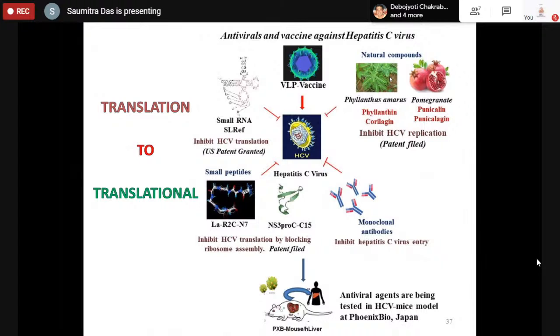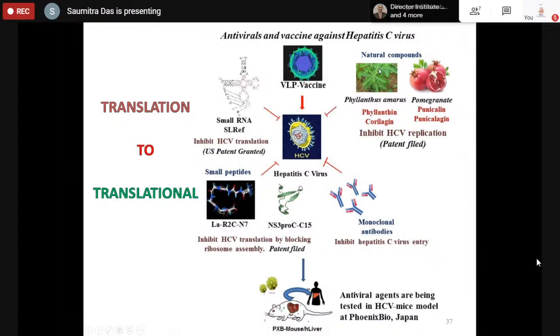we started working on translation protein synthesis and showed how many ways you can actually make it translational, be it a small RNA or a peptide or monoclonal antibody. We isolated neutralizing antibody from the patient's sera and showed that you can now inject naked monoclonal antibody. Now we have a single cell binding protein set, and that protein can be used as a therapeutic.